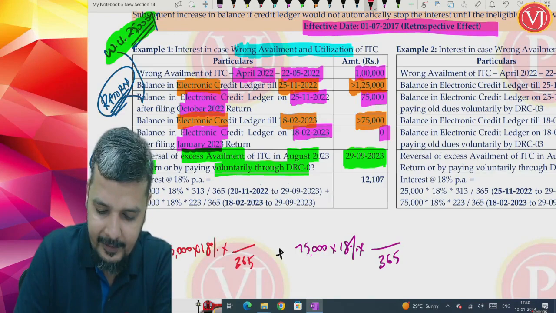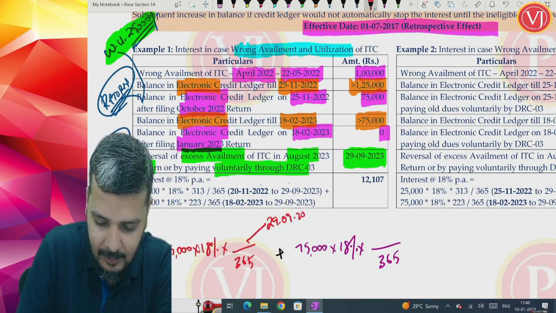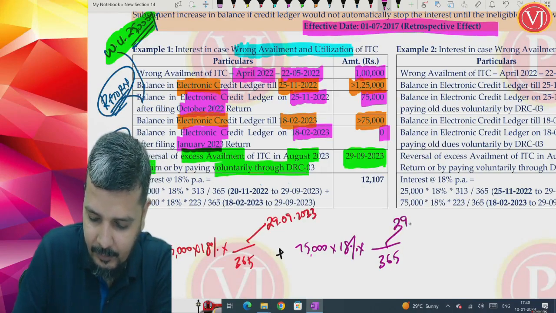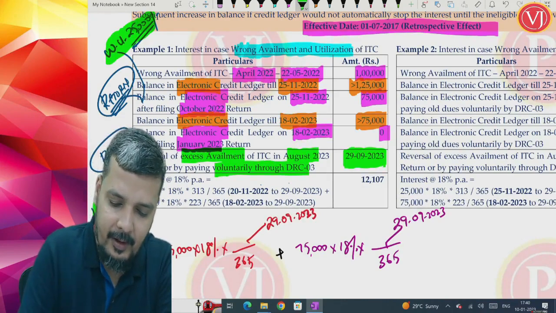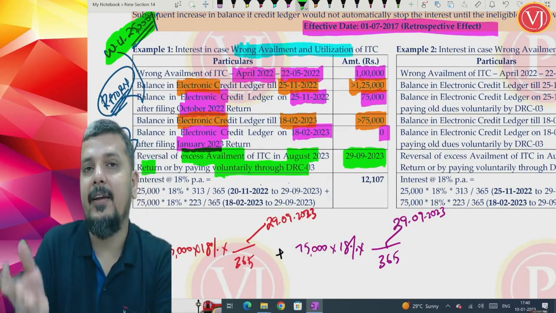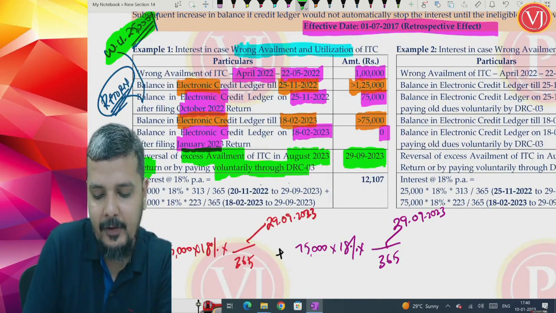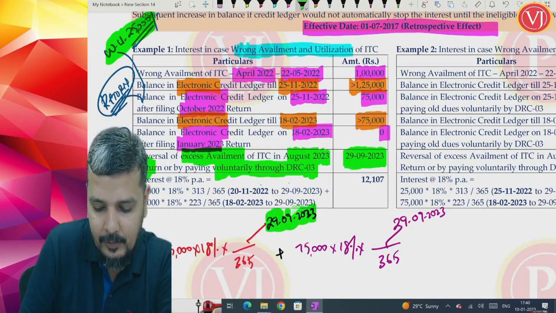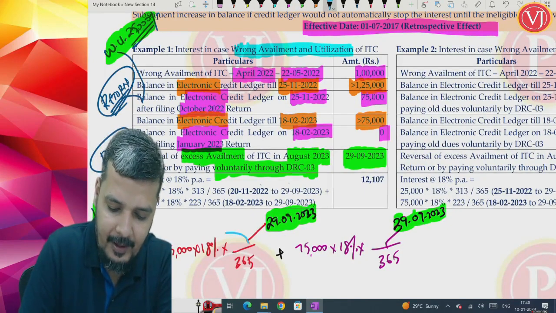In both the cases, please understand that when you are talking about the to date, it is 29th of September 2023. My to date is 29th of September 2023. Why? Because I have reversed. I realized that I have taken extra ITC and I have reversed in my August 2023 return, or I have reversed by paying voluntarily through DRC 03 challan on 29th of September 2023. So my to date is fixed. What we need to understand is the from date, from where it will be calculated.